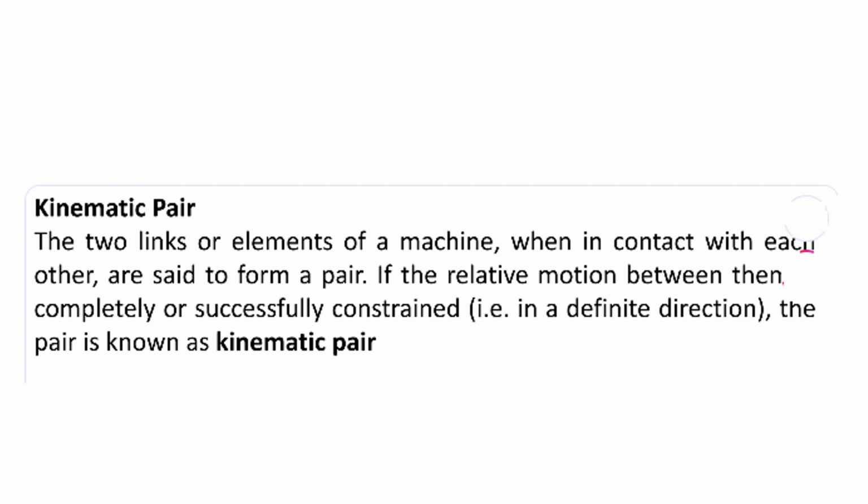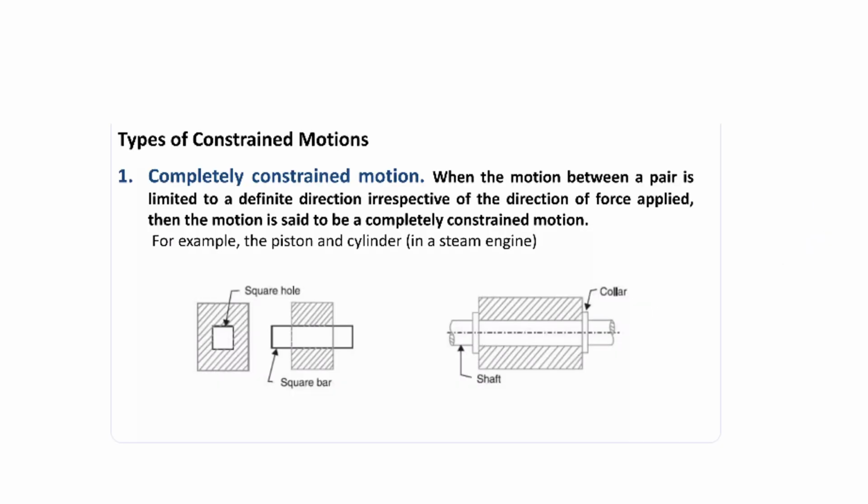Kinematic pair: when two links are in contact with each other, they form a pair. If the relative motion is successfully constrained, we call it a kinematic pair. The types of constrained motion begin with completely constrained motion. When you take a square hole and a square ball, it will go inside. Irrespective of the direction of force applied, the motion is said to be completely constrained.